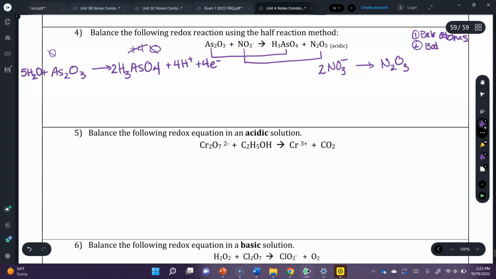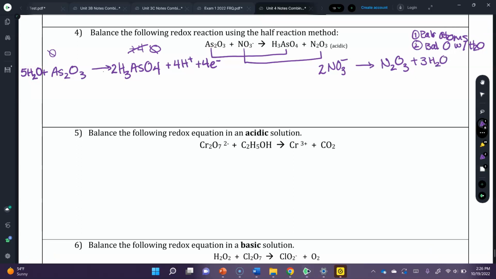Next, we balance oxygen with water. So I have 3 oxygen here and 6 on the other side. So that means I need to add 3 waters to the right side of my reaction. So that way I have 6 oxygen on both sides.